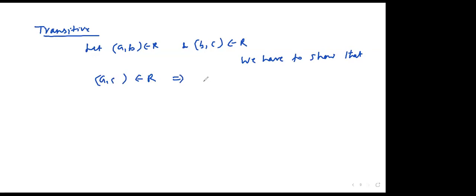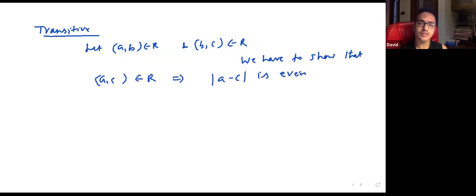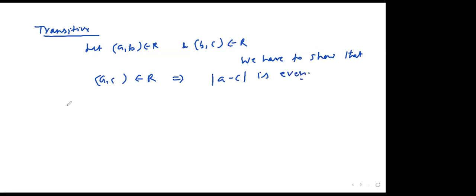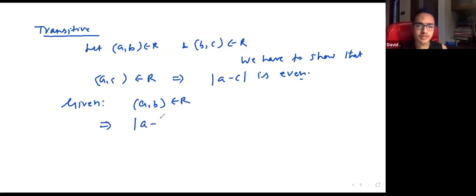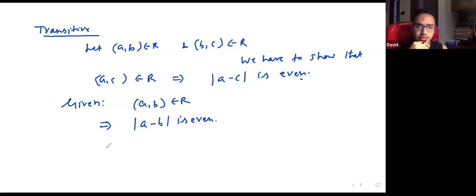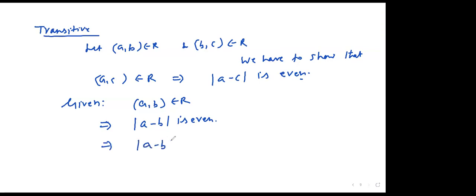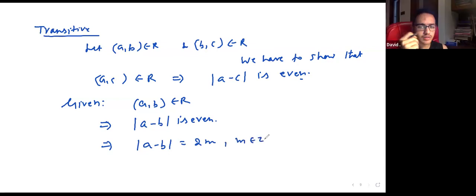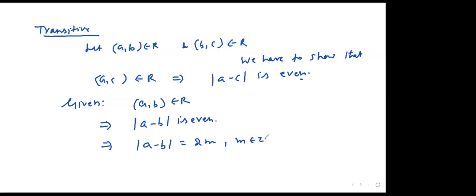What does it mean? It means we have to show that a minus c is even. Given (a, b) belongs to R and (b, c) belongs to R. If (a, b) belongs to R, it means the absolute value of a minus b is even. So we can write the absolute value of a minus b is 2m, where m is any integer. Any even number is a multiple of 2. That's why we have taken a minus b as even.